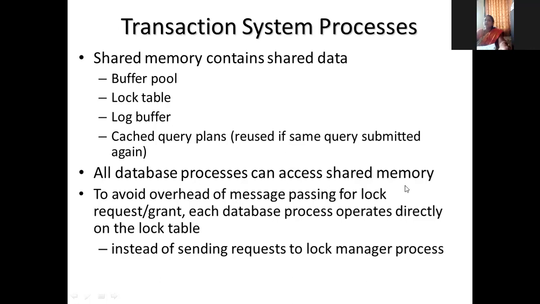All the database processes can access shared memory to avoid the overhead of message passing for the lock request grant. Already we have seen the lock manager. The lock manager is responsible for granting and releasing the locks for concurrency control. So each database process operates directly on the lock table, instead of sending a request to the lock manager process. The checkpoint process keeps a checkpoint every now and then.